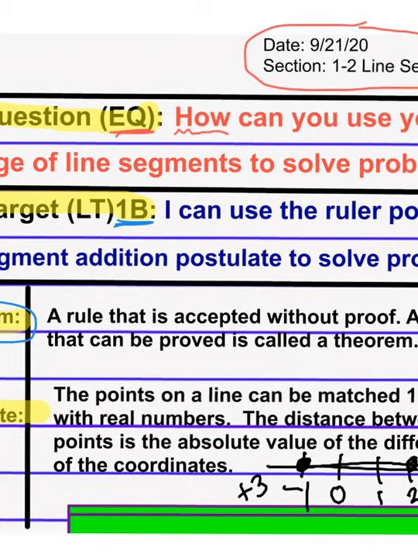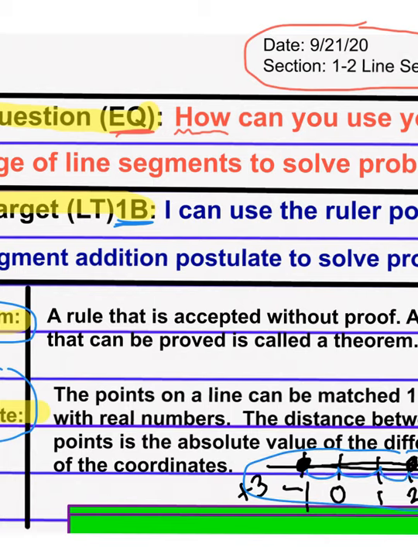All right, the ruler postulate. Here's our second vocabulary word. Basically, the ruler postulate is saying that on a ruler, everything is 1 unit apart. So I drew a picture here to show you. Here's kind of a number line. So you have a 0, 1, 2, 3. The points on a line can be matched 1-to-1 with real numbers. The distance between points is the absolute value of the difference of the coordinates. So it's just telling you that the difference between every whole number or integer is 1 unit.